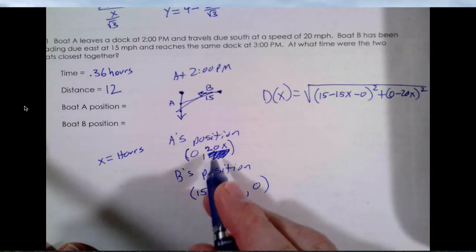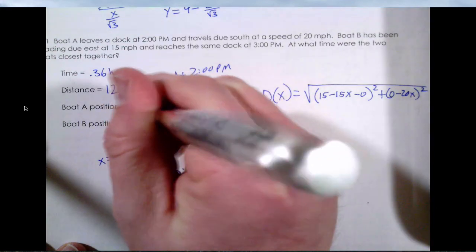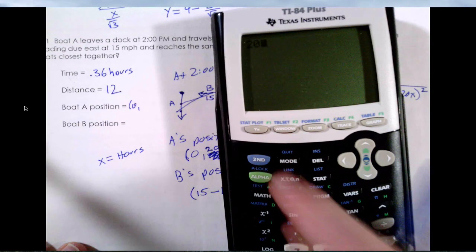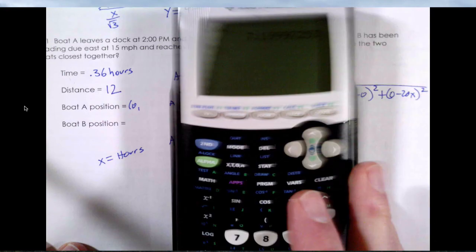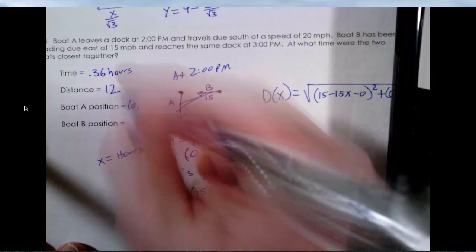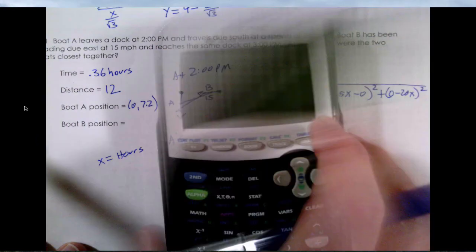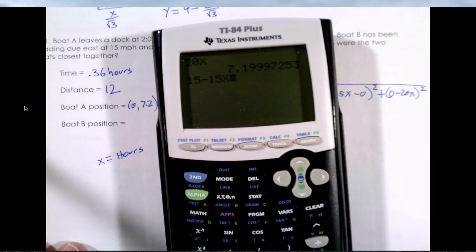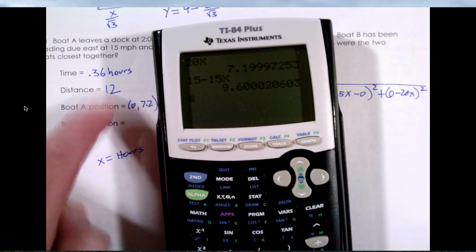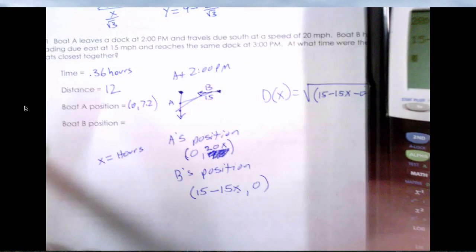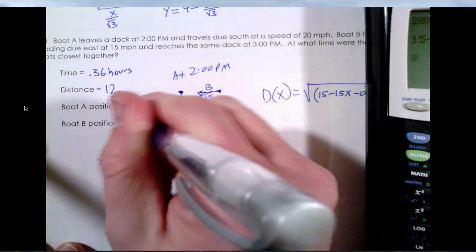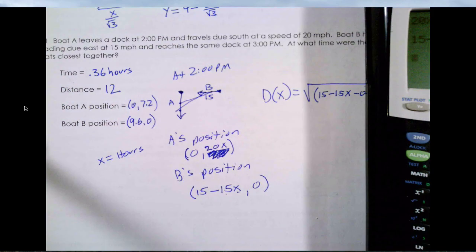Boat A's position is described as 0, parentheses, 20 times 0.36. So 20x is 7.2. Now let's do 15 minus 15x. I can use x because it was the last x value stored from the graph. I went directly from the minimum back to the home screen, and it's using 0.36 every time and using it correctly. So I'm at 9.6. This one is at 9.6 comma 0. There we go. Got it.